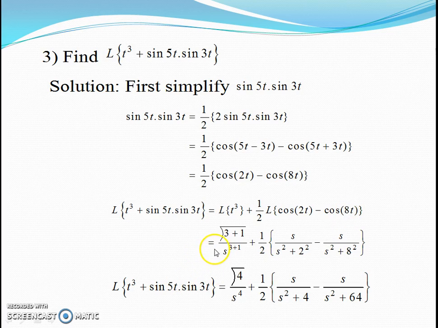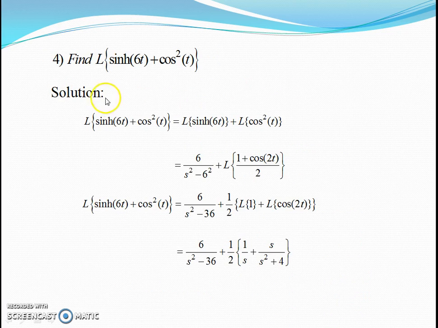Using the table, the Laplace of t cube is gamma of 3 plus 1 upon s raised to 3 plus 1, plus 1 by 2 in bracket, the Laplace of cos 2t is s upon s square plus 2 square, minus the Laplace of cos 8t is s upon s square plus 8 square. That gives gamma 4 upon s raised to 4 plus 1 by 2 in bracket s upon s square plus 4 minus s upon s square plus 64.